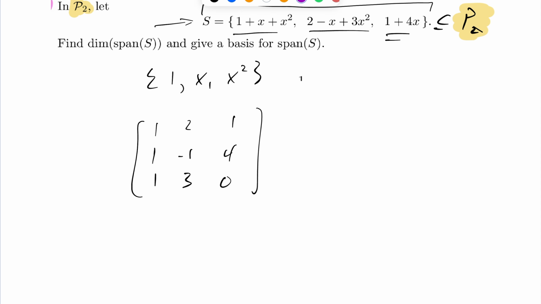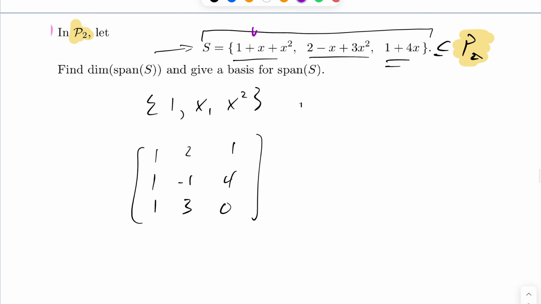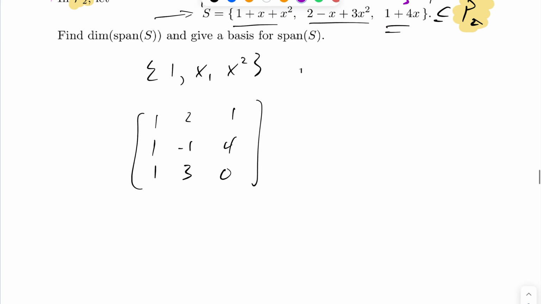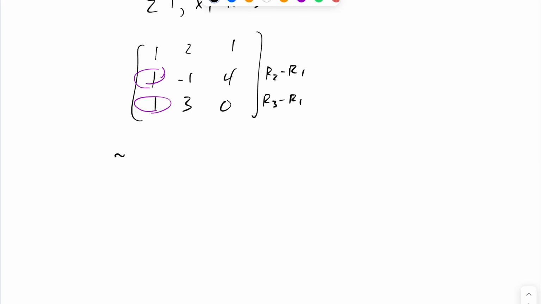Now going ahead, I want to row reduce this, and I want to see whether I have a linearly independent set between these three vectors. Again, we'll label them v1, v2, and v3. Do we have one or more of these vectors being dependent? So I'm going to go ahead and make these zeros here. We take row 2 minus row 1, and row 3 minus row 1. Row reducing this.